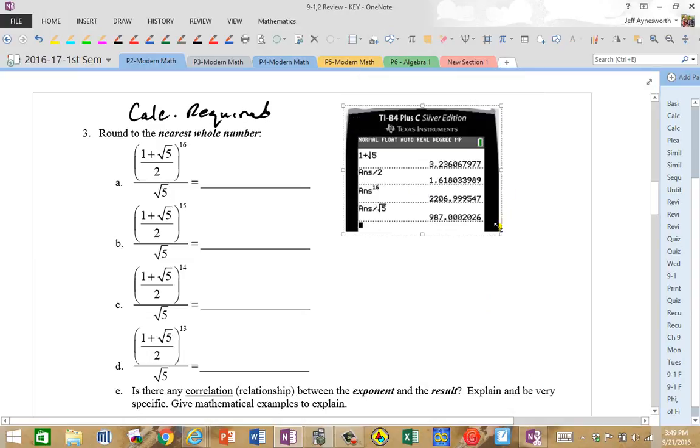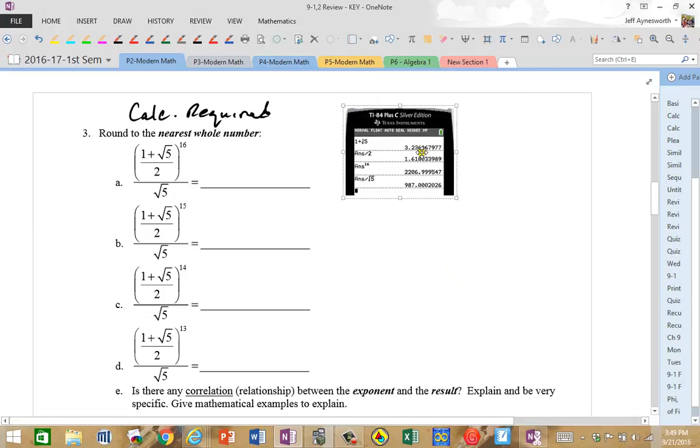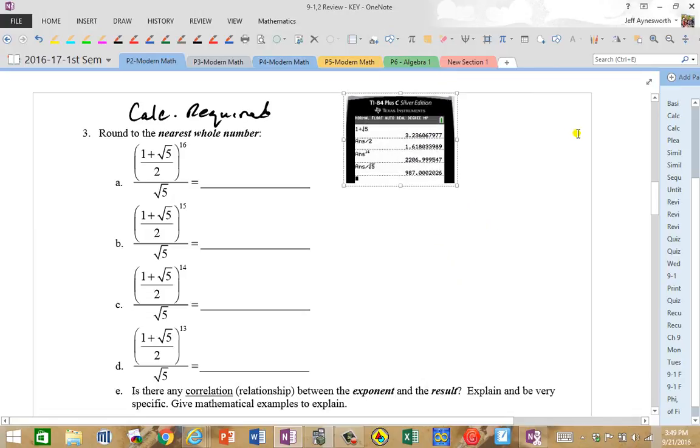All right, so here we go. Here's my first calculation right here. This is the first one. Pretty cool, huh? Now it says round to the nearest whole number. Let's highlight this, okay? That's 987.